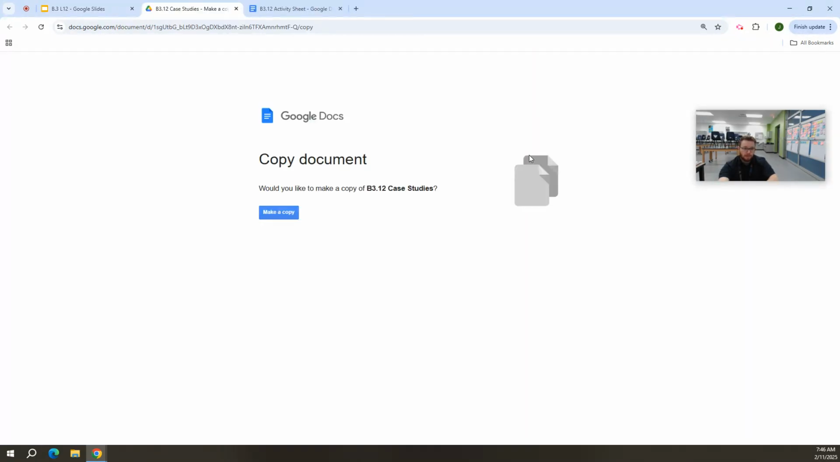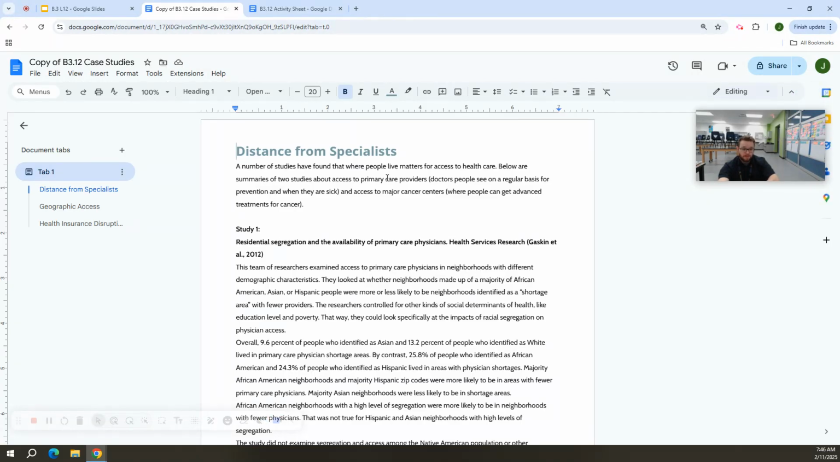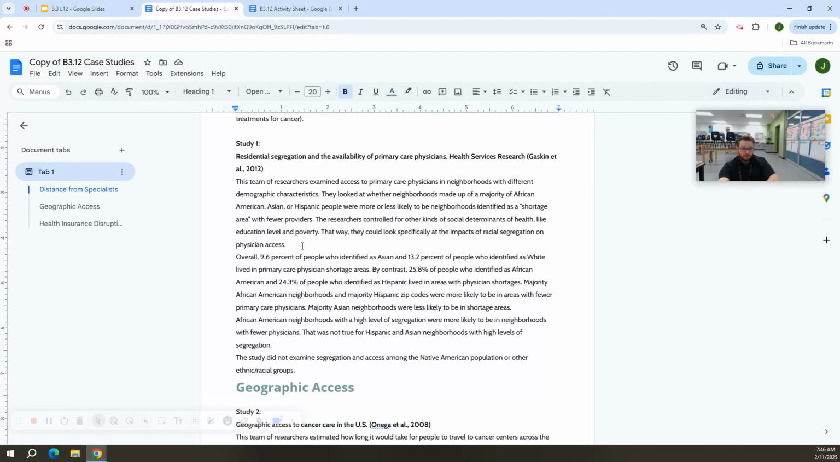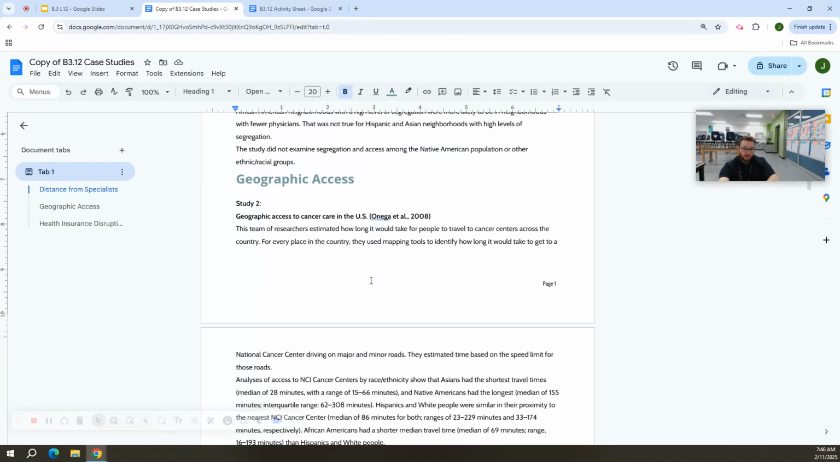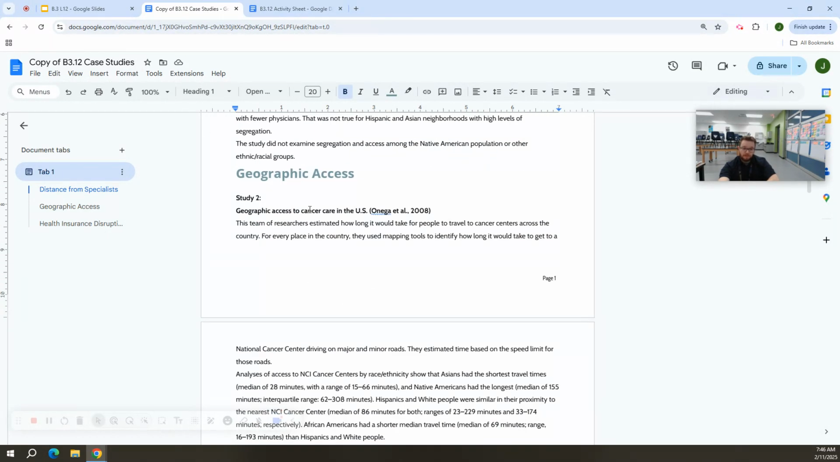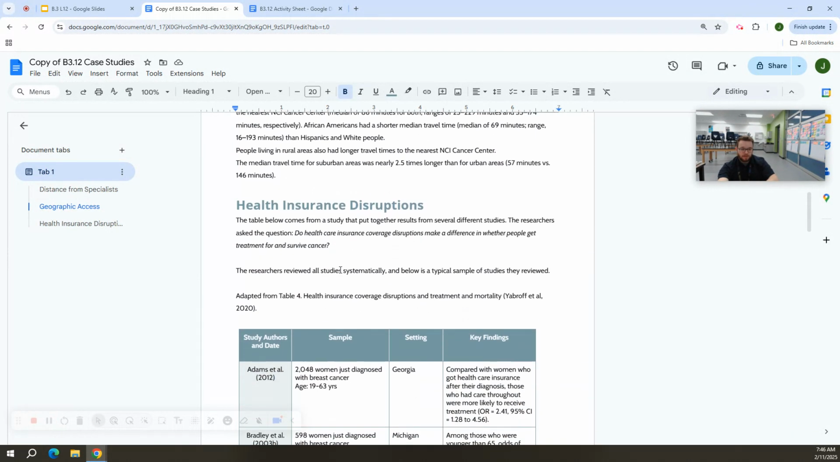Okay, so if we click on the case studies, this one's going to have you make a copy. You can see we start with distance from specialists. Whoever in your group gets this one, it's going to talk about a couple of different studies about the distance I live and how that affects my access to healthcare. We then have geographic access, which is going to talk about the ability for me to access that cancer treatment option. Even if it's close, if I've got to cross a mountain or something to get to it, then that's not going to be accessible for me in all cases.